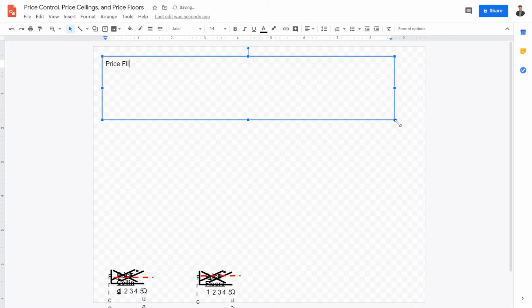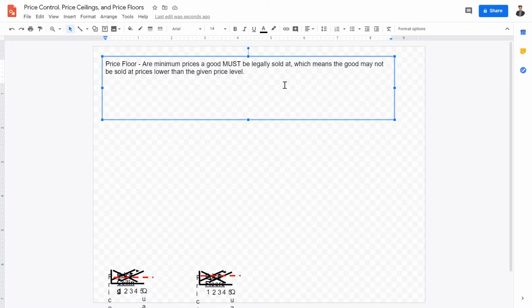Price floors are minimum prices a good must be legally sold at, which means the good may not be sold at prices lower than the given price level. Okay, so what are some examples of a price floor? The minimum price.